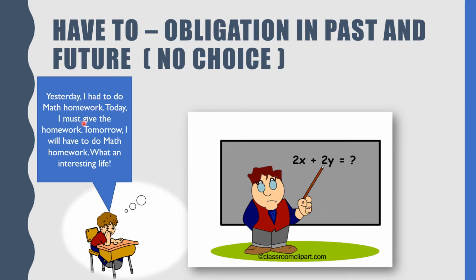Today I must give the homework. So must is used to talk about when there is no choice now. Tomorrow I will have to do math homework. So this is talking about the future when there will be no choice. Now we are going to look at must and have to when used to talk about rules and laws.